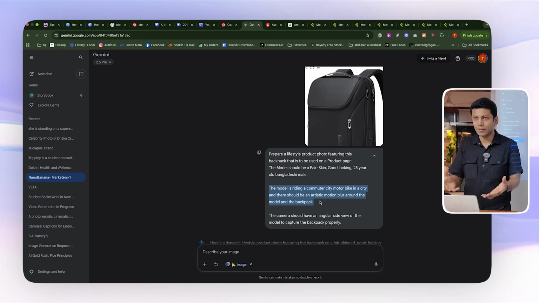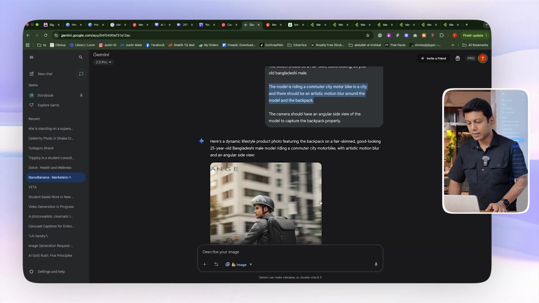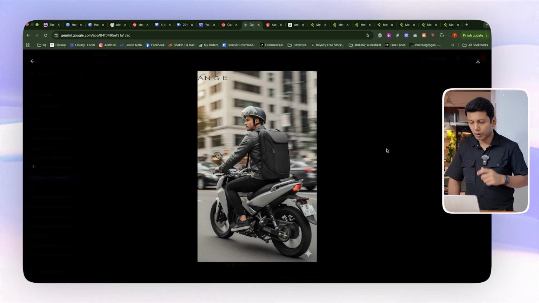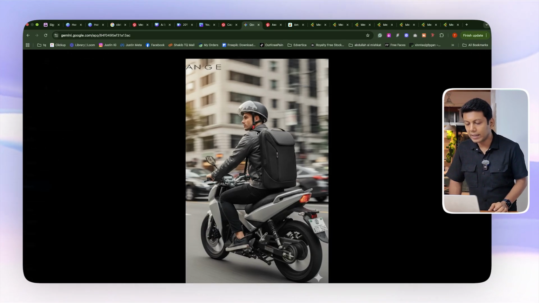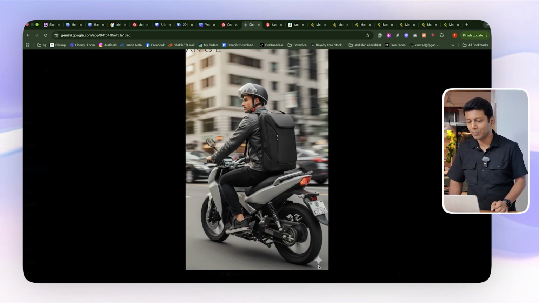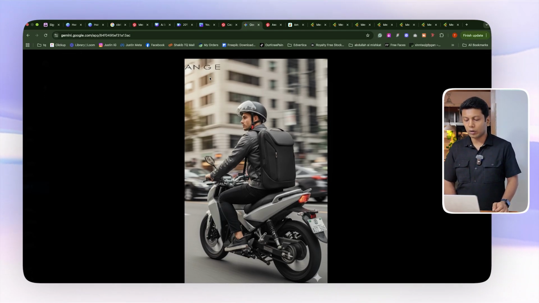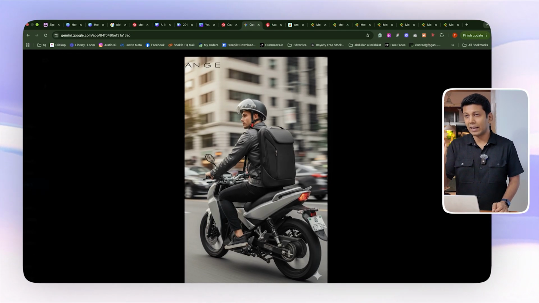If you get specific, then the results will get more consistent. And now look at this image. This is the result that we got from this prompt, and I think this is a readily usable image except for this Gemini icon on the bottom and the text on the top left.